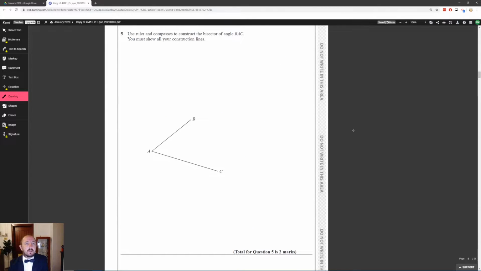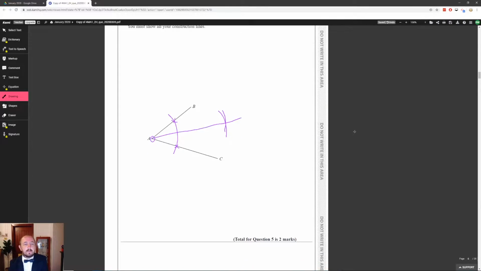Question 5, construct a bisector. So you would put your compass here, draw an arc of any length which crosses here, and then put your compass here and draw an arc and keep it the same length and do it there. And you would connect these up with a ruler.